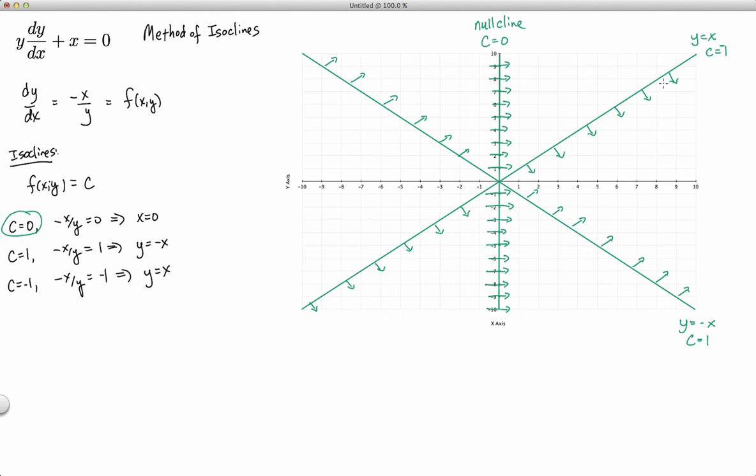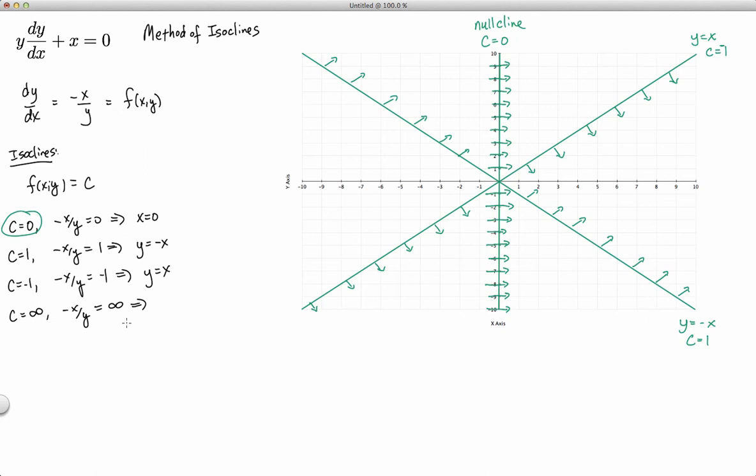All right, let's do maybe one more here. How about c equal to infinity? Now, like the null line c equal to 0, it's usually a good idea to always do c equal to infinity as well. C equal to infinity would be -x over y equals infinity, which the only way that that would happen, well, there's two ways that would happen.